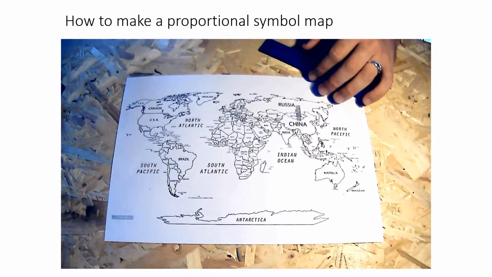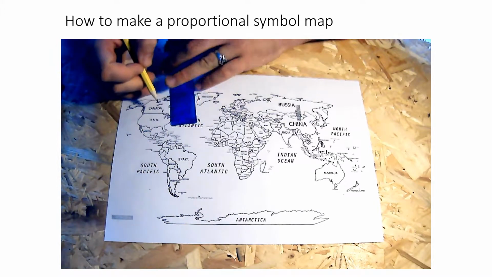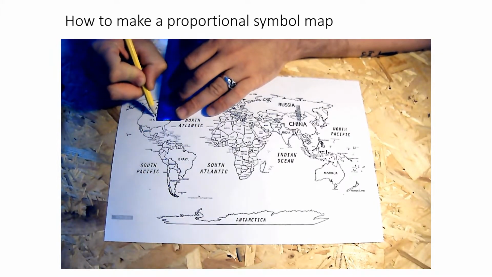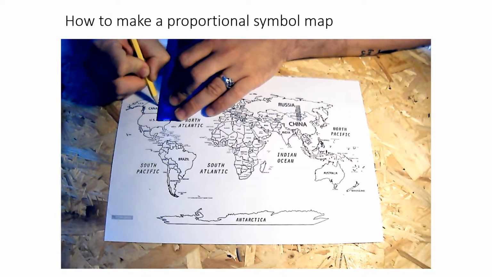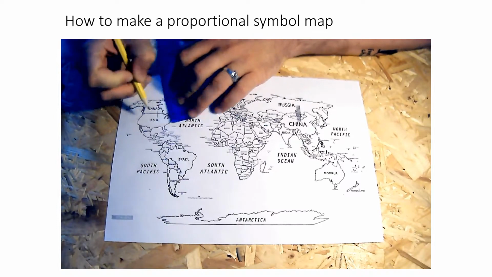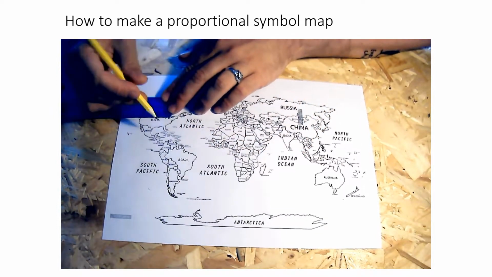Then next on the list, I'm going to see what we've got, and it's the USA. And the USA gives off 19% of the carbon emissions. So I'm going to measure a line above the USA. This time it's going to be 19 millimeters, 1.9 centimeters high to represent 19%. 5 millimeters across so that they're all nice and even.